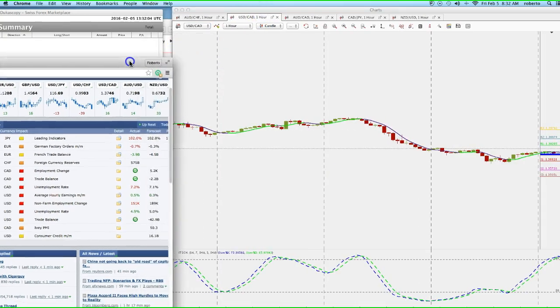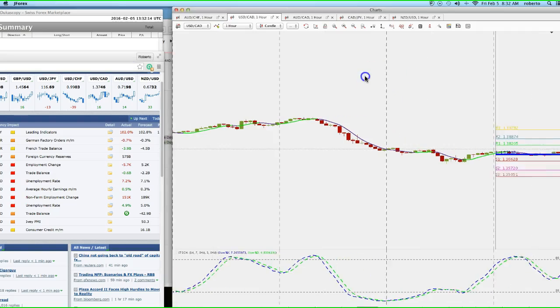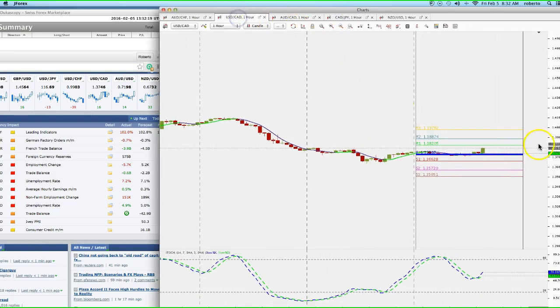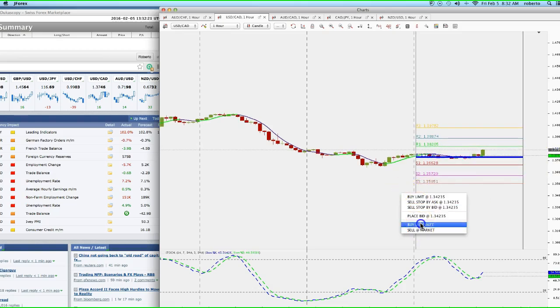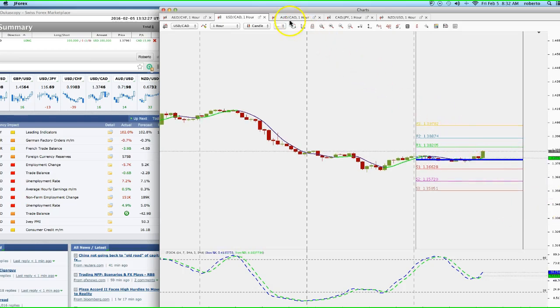Okay, those numbers, let's see what the employment change on Canada was. Yes, everything is negative in Canada, so we should see the Canadian dollar sell off. So here's USD Canadian. So we're going to buy USD Canadian, and if it does retrace, I'm just going to get back in.